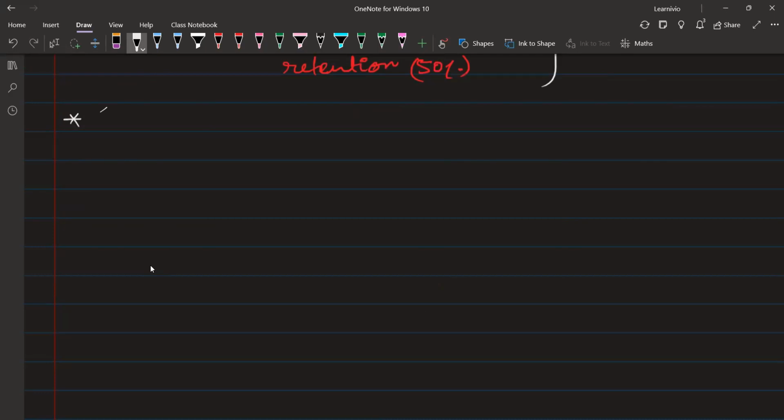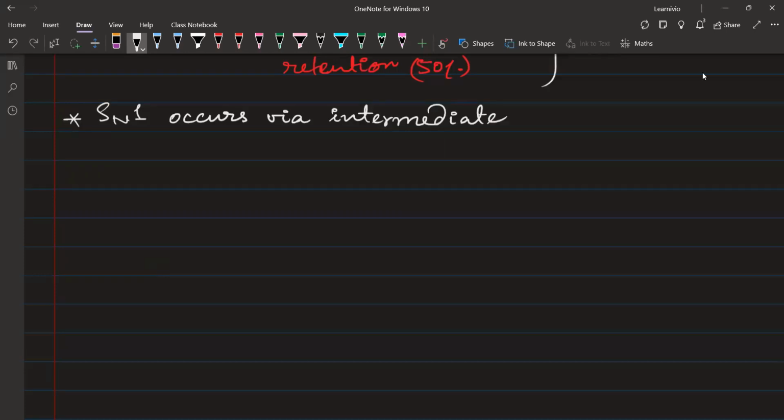So you write SN1 occurs via intermediate carbocation. Now, if we have a stable carbocation, that first step will be quicker, and then the complete rate of SN1 will also be faster. And this is a very characteristic line that I'm writing, complete for all organic chemistry.